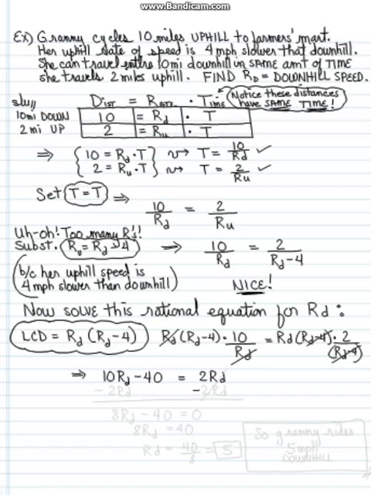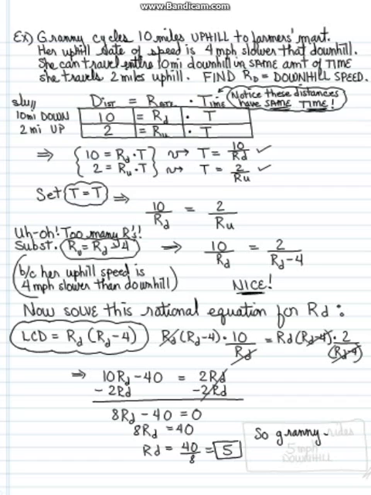Now let's get all the r sub d's on one side and the numbers on the other side, and we get 8 times r sub d equals 40 when we move the 40 over. And then divide both sides by the coefficient, 8. We get 40 divided by 8, which is equal to 5. So Granny, we have to conclude with words. Granny rides 5 miles per hour downhill. That's her downhill speed.